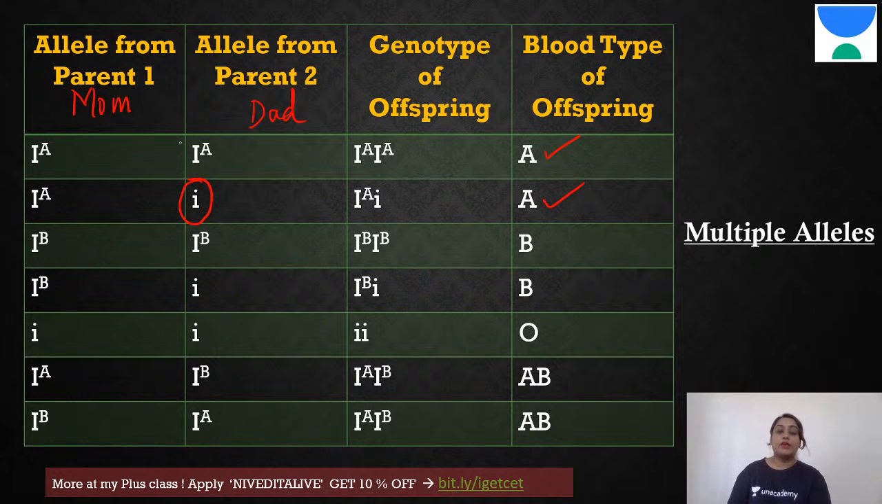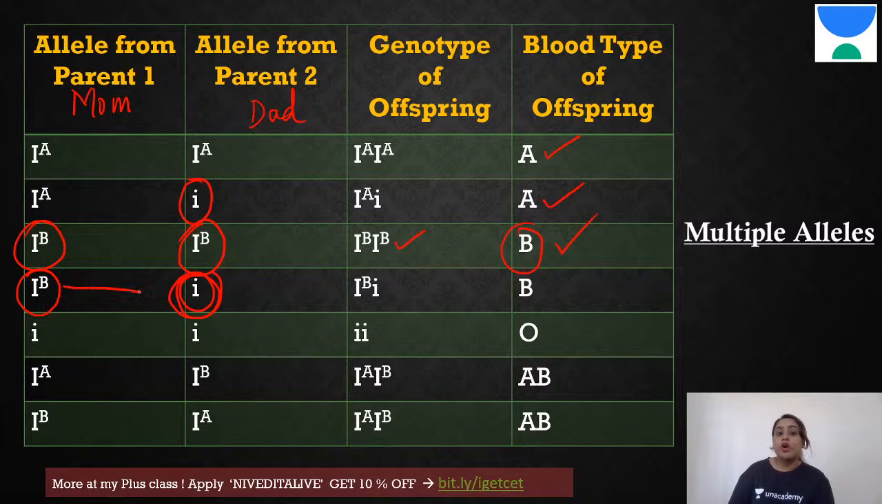Now see B, okay? So here mother has B and the father has IB. Now both are the same, dominant, two dominant you can see, therefore it is blood group B. And now if you see the same situation here, IB and the recessive group over here. So therefore what will happen? This will become dominant over this one, and therefore it will still be blood group B.